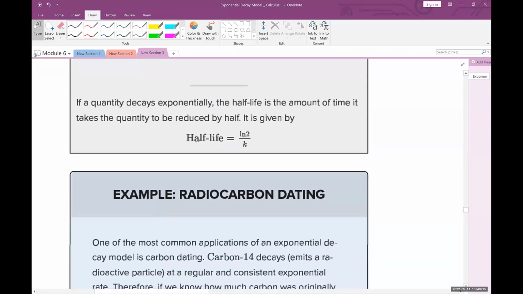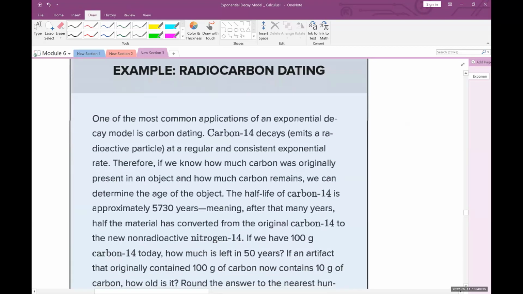So if you have like a radioactive element like carbon 14, it's not like that is disappearing, but the amount of radioactive part decays over a certain period of time. So that after that period of time, you have half the radioactive material that you had to begin with. And one example here is the radiocarbon dating.